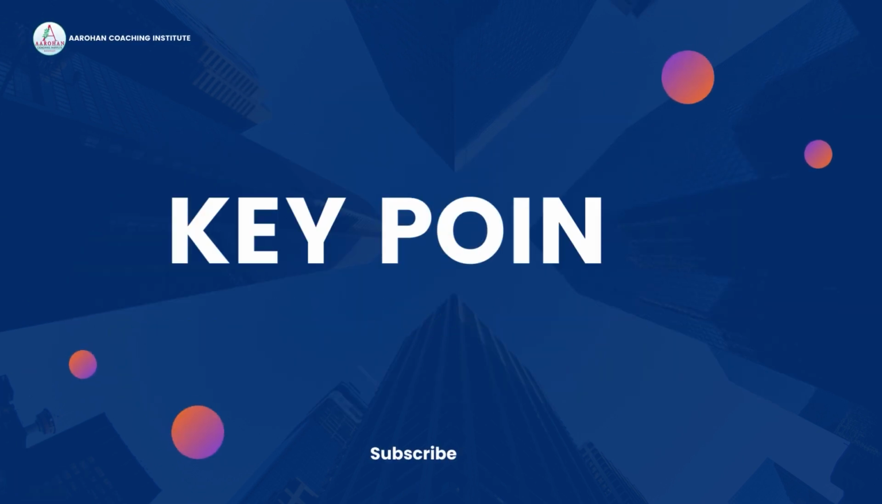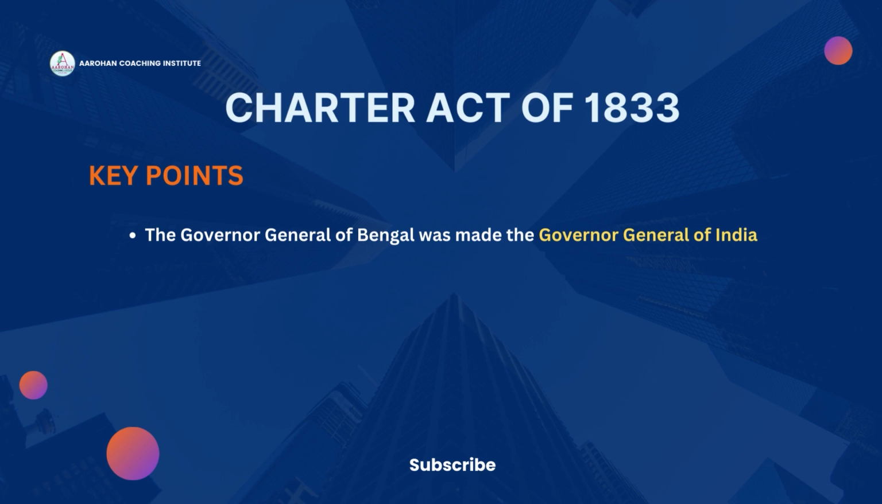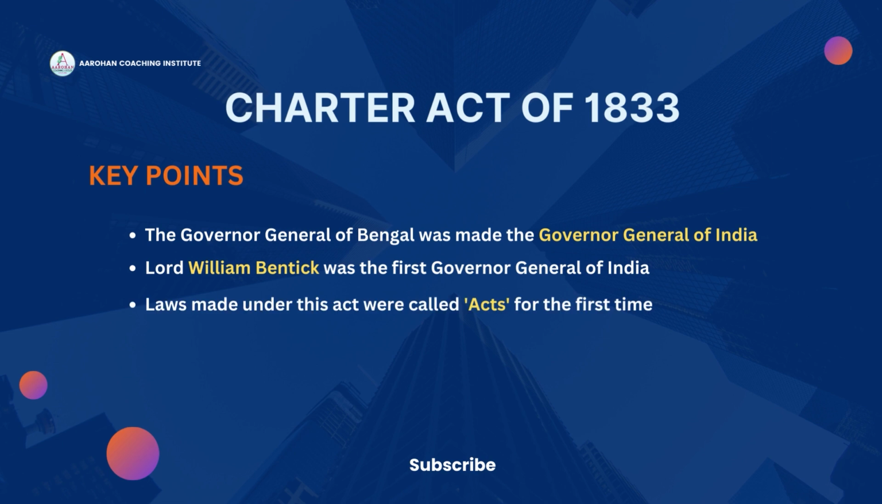Once again, let's see the key points. Firstly, under this act, the Governor-General of Bengal was made the Governor-General of India. Lord William Bentinck was the first Governor-General of India. Laws made under this act were called acts for the first time. Under this act, the East India Company was no longer a commercial body. They became a purely administrative body. An attempt to introduce a system of open competition for the selection of civil servants was made.